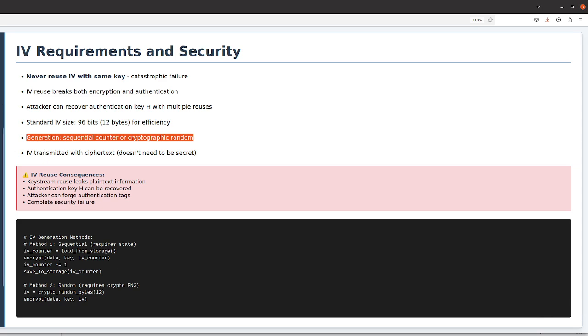With 96-bit random IVs, the probability of collision is extremely low if you are not encrypting a huge number of messages with the same key. Some protocols use deterministic IV generation, deriving the IV from message properties like sequence numbers. This works as long as the derivation ensures uniqueness. Whatever method you choose, the IV does not need to be secret, but it must be unique per message per key, and it must be sent with the ciphertext so the receiver can decrypt.